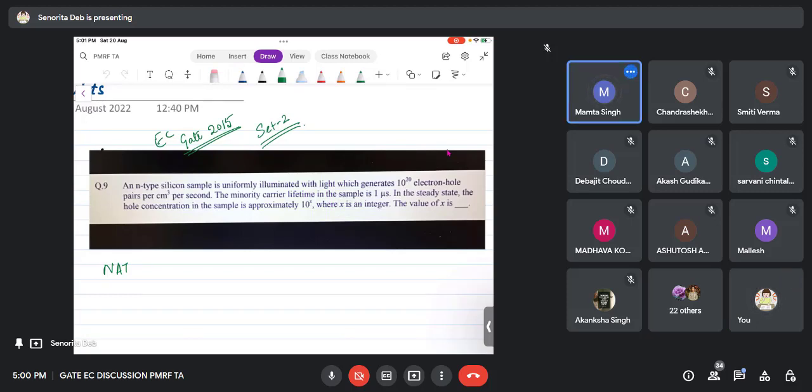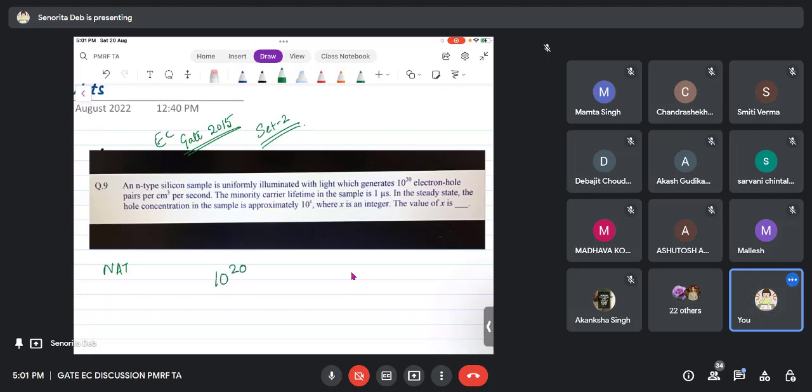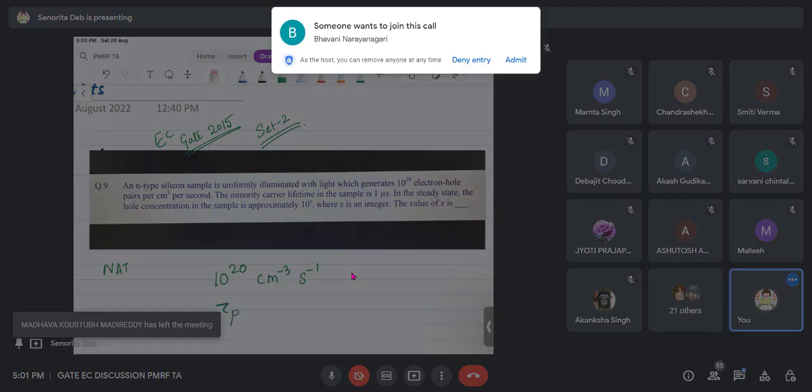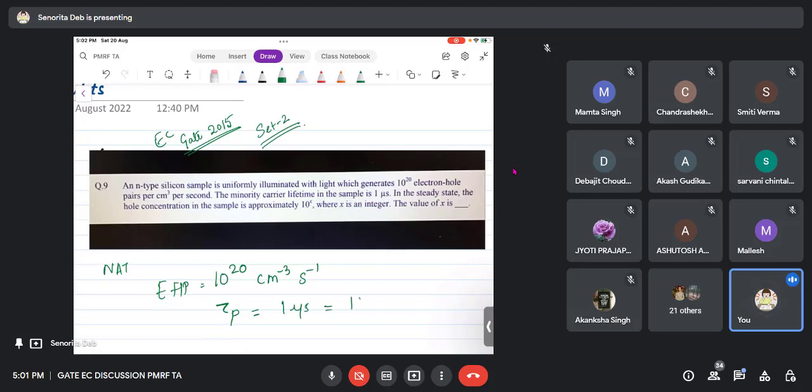This is a numerical answer type question. You don't know how to solve it, but you can guess, because it's a numerical answer type, there is no negative marking, right? Okay, now if you see, this question says an n-type silicon is uniformly illuminated and it generates 10 to the power 20 electron hole pairs. What is the unit? Per centimeter cube per second. So in 1 second, 10 to the power 20 per centimeter cube electron hole pairs are generated. Now minority carrier lifetime. What is the minority carrier in n-type? Holes, right? So tau p is given as 1 microsecond or 10 to the power minus 6 seconds.